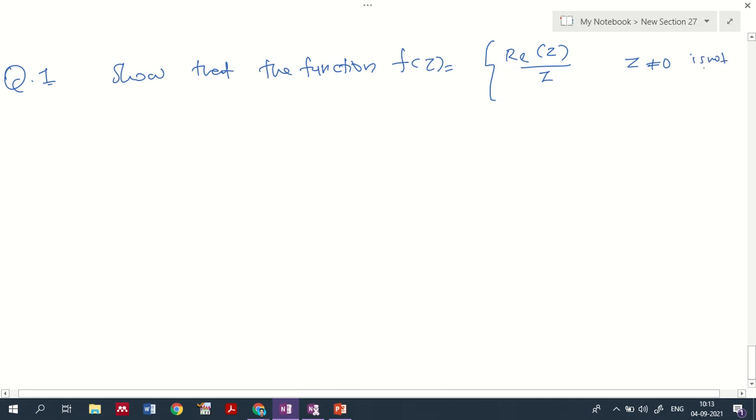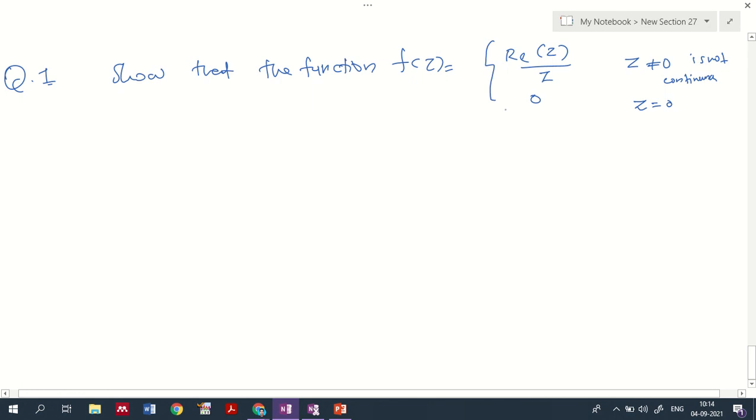is not continuous at origin. Then the second one is f of z equal to 0 when z is equal to 0. So when z is not equal to 0, real part of z divided by z is the function. When z equal to 0, then the function will be equal to 0.